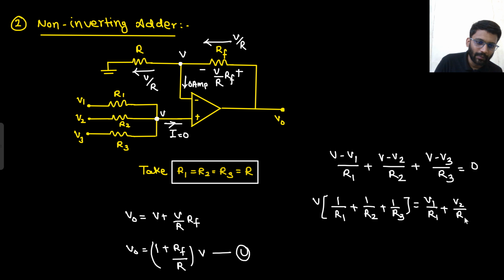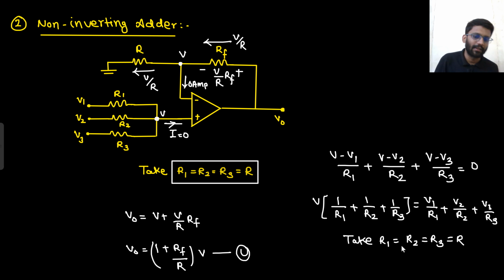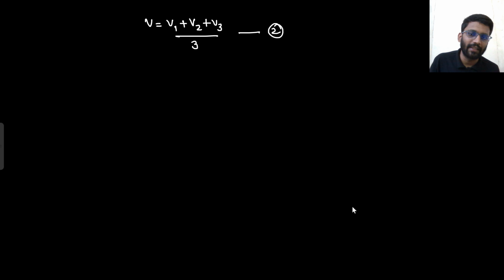V1 by R1 plus V2 by R2 plus V3 by R3. Then you can take the value of V from here and replace it here. That would be your final answer. But the expression will be a bit complex. So what I will do is take R1 equals R2 equals R3 equals R. Right? So it would be 3V by R equals V1 by R plus V2 by R plus V3 by R. So from here you get that V is equal to V1 plus V2 plus V3 by 3. Simple mathematics, just simple network analysis we are doing, nothing else.